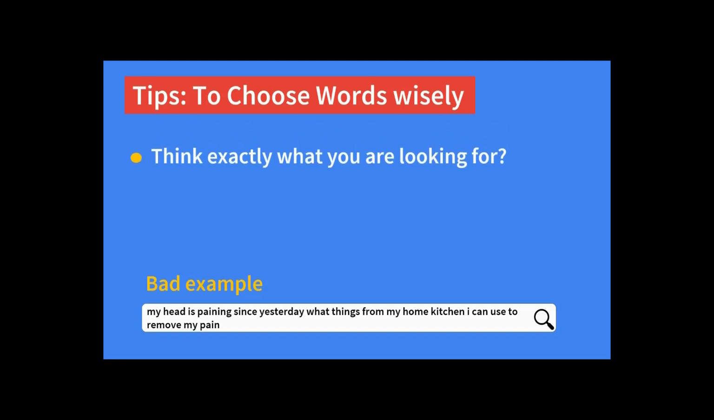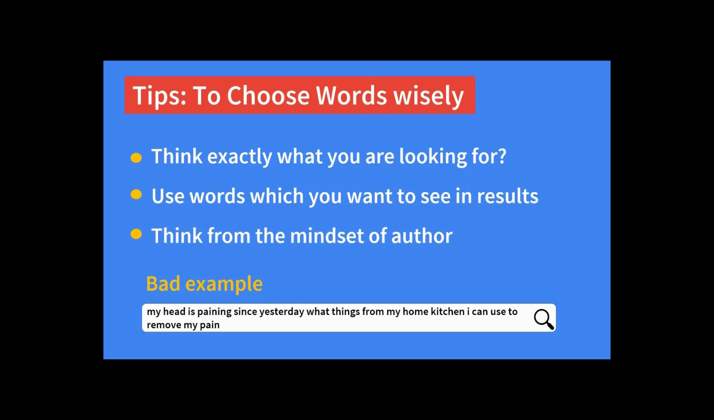First, think about what you are trying to find. Be specific. So here in this case, I am looking for my head is paining, home kitchen things to remove my pain. Second, use words which you want to see in search results. So here I definitely want to see the keywords like head pain, remove, kitchen and things.